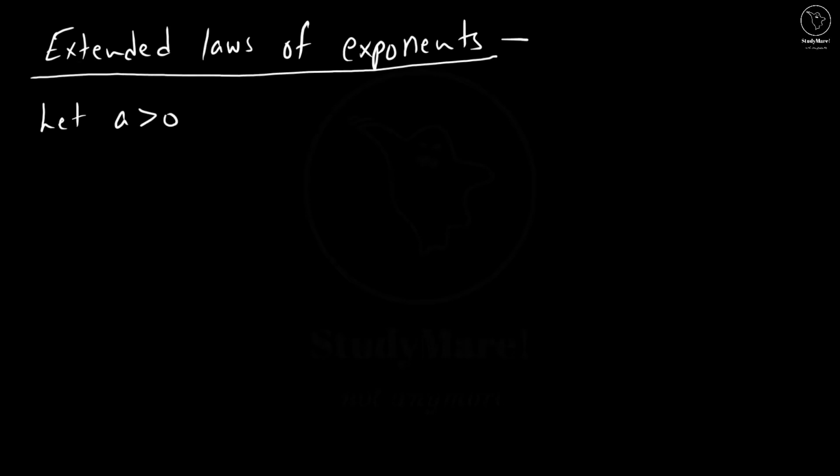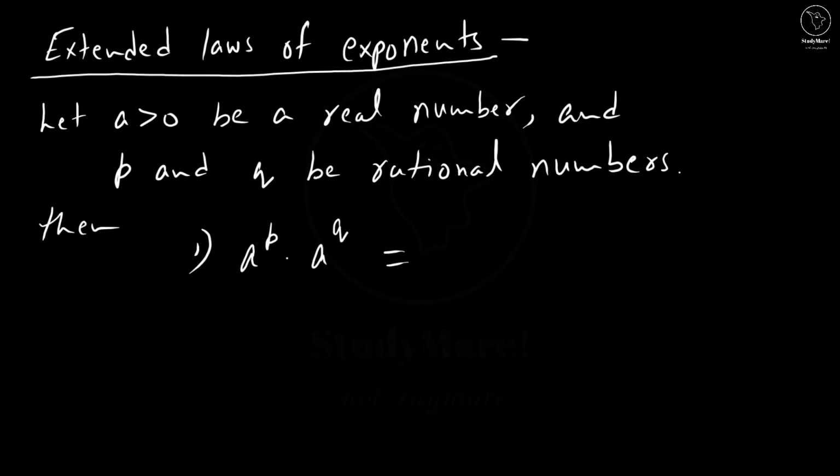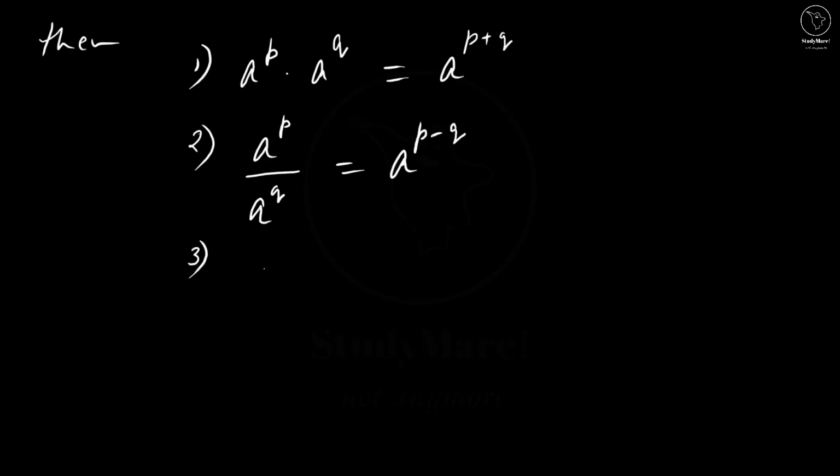Based on this, we have some extended laws of exponents. Let a be greater than 0 be a real number and p and q be rational numbers. Then the first rule states that a to the power p into a to the power q is equal to a to the power p plus q. Second law states that a to the power p divided by a to the power q is equal to a to the power p minus q. Third law states that a to the power p whole raised to the power q is equal to a to the power p into q.